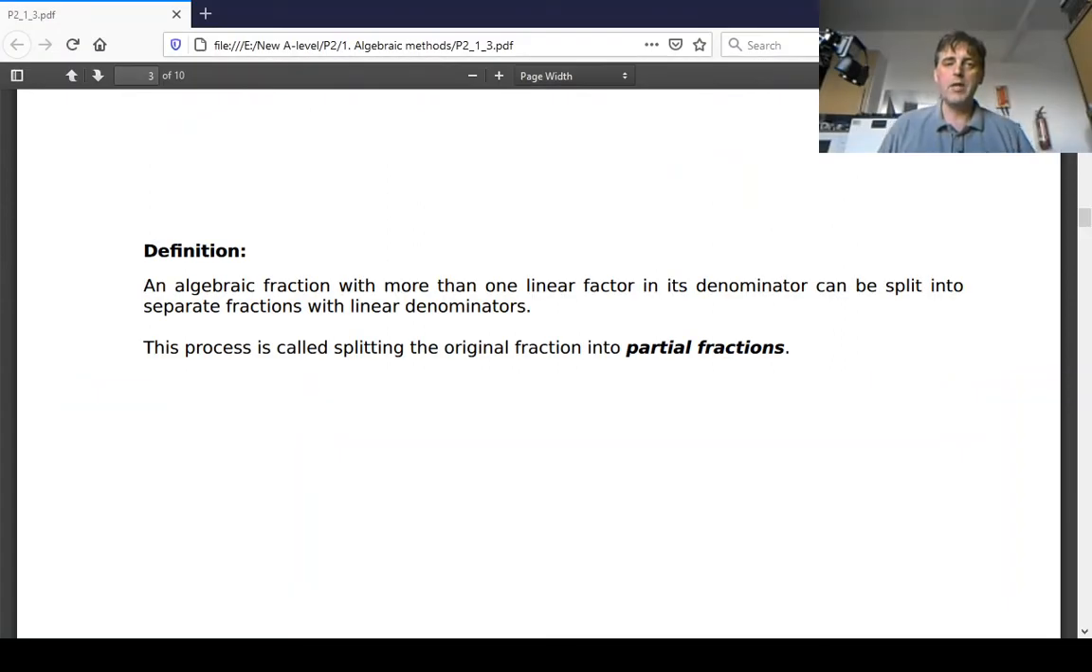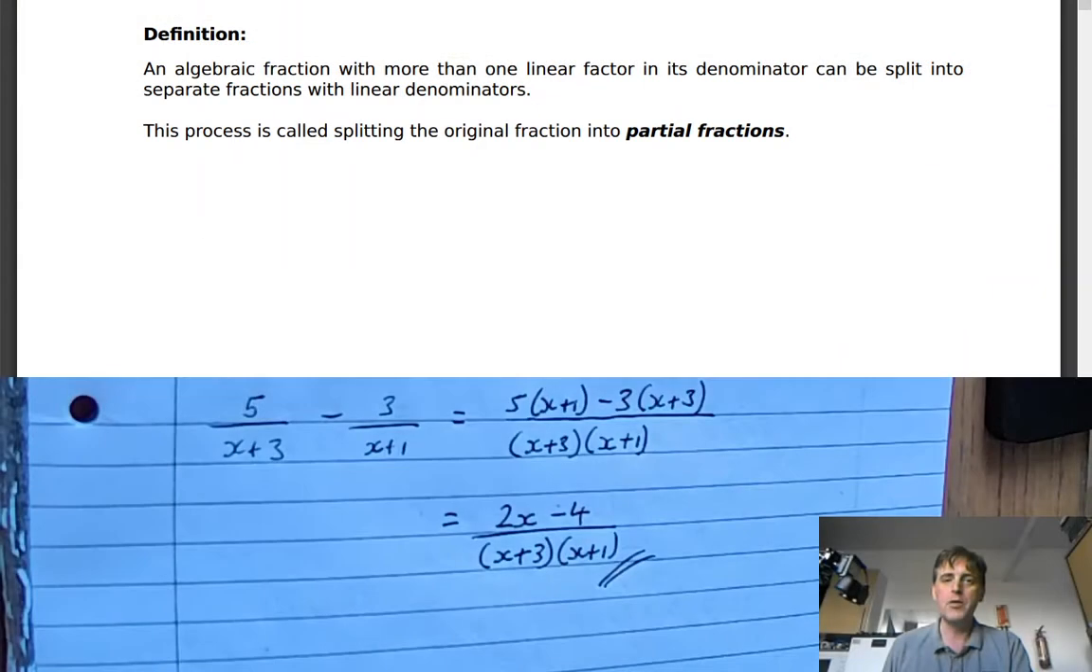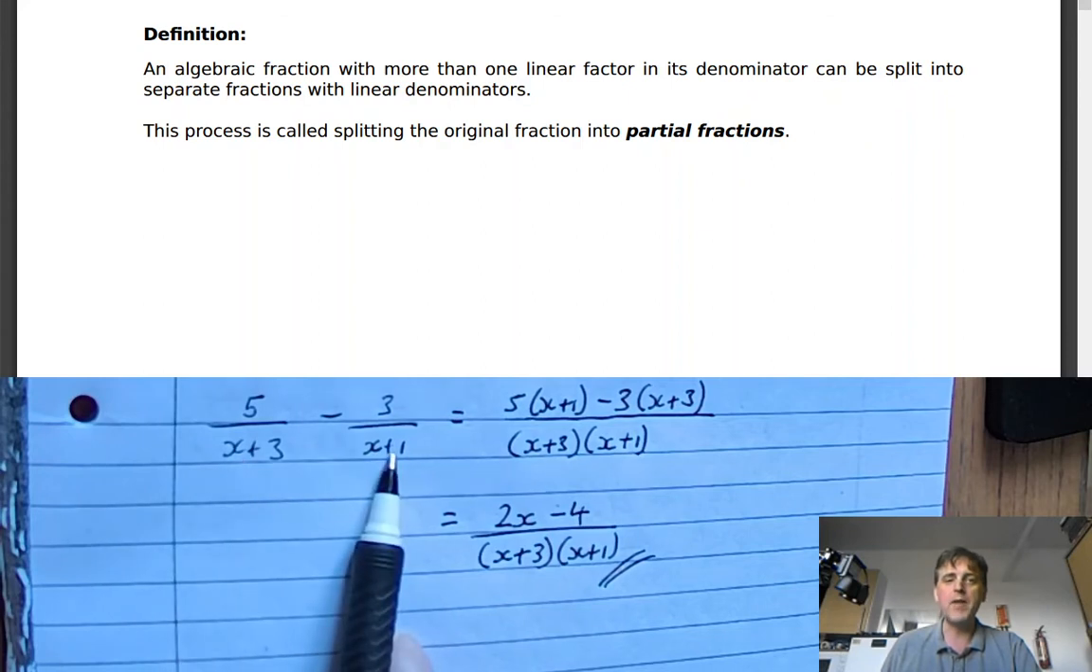So here we go. Here's our formal definition. This is what we're going to be looking at in this video. If we have an algebraic fraction with more than one linear factor in the denominator, we can split that into separate fractions, each with a linear denominator. And that process is called finding partial fractions, or splitting that fraction into its partial fractions. So in our example here, if we'd started off with this fraction here and then manipulated that to look like this, we would have found the partial fractions.